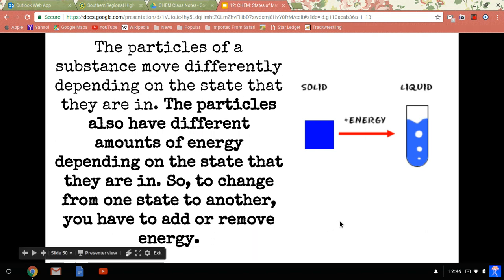So particles have different amounts of energy depending on the state that they're in. And that really shouldn't be so surprising, thinking back to that kinetic molecular theory and thinking back to what we know about how particles in each state of matter behave. To go from one state of matter to another, you either have to add or remove energy. So to go from a solid to a liquid, you need to add energy to break that particle attraction. To go from a liquid to a solid, you need to remove energy so that they kind of lock into place.